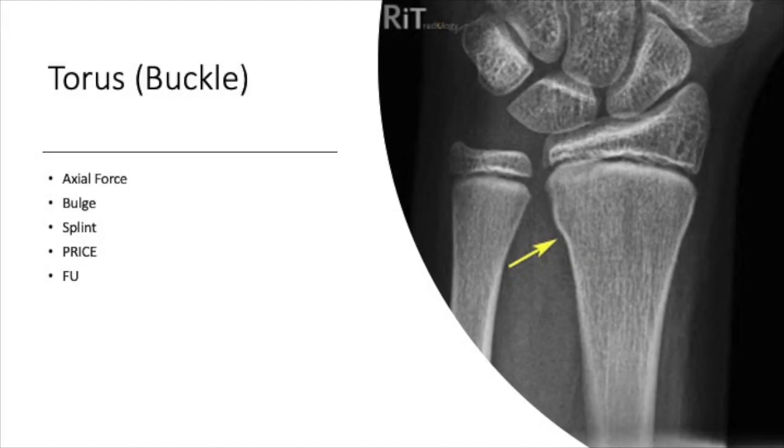Let's go to some other common injuries. Torus fracture or buckle fracture and a greenstick fracture. These two are different. A torus fracture is due to an axial force and you see bulging of the cortex. What you do in this case is splint them, offer them PRICE advice and safety net advice, reassure them and get them followed up in the fracture clinic if necessary.